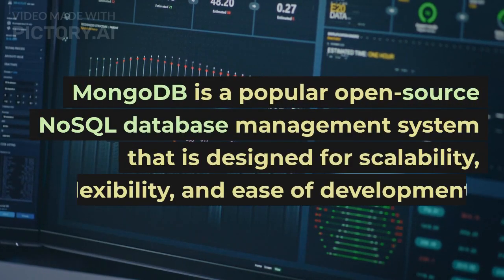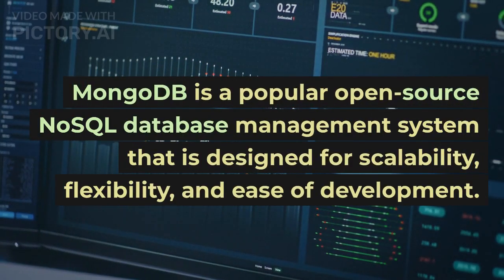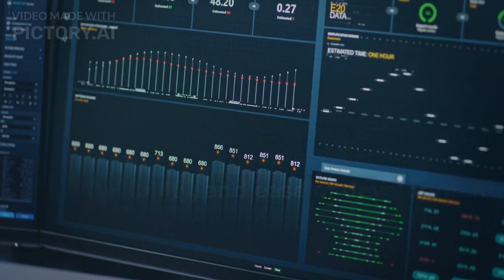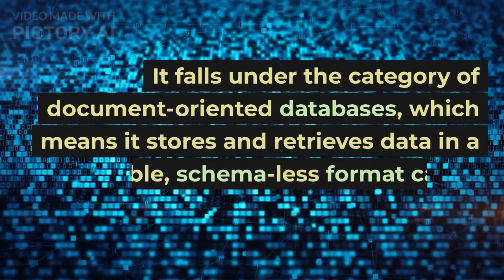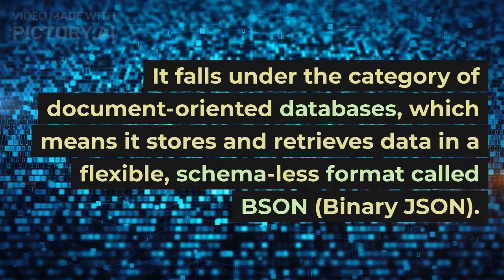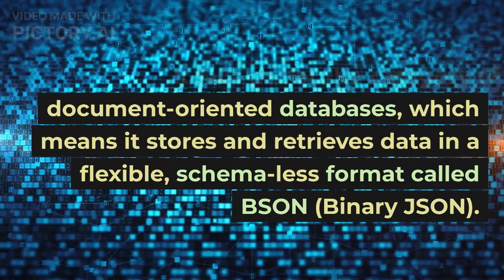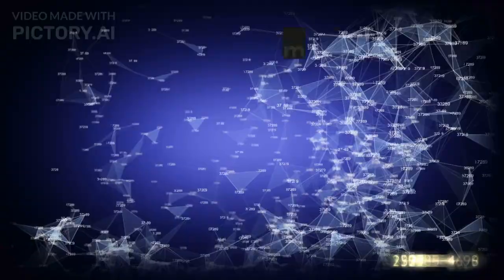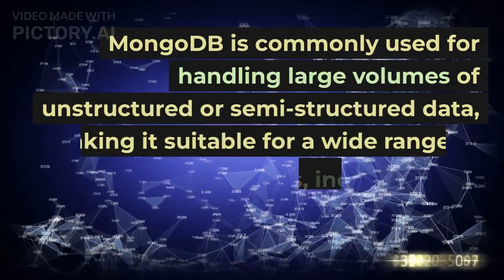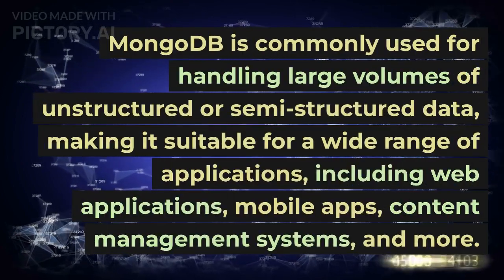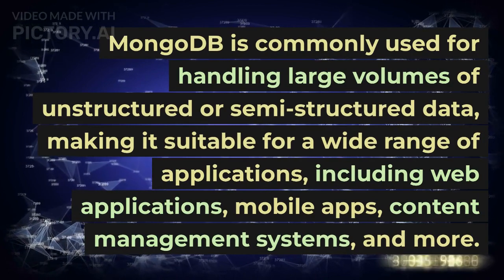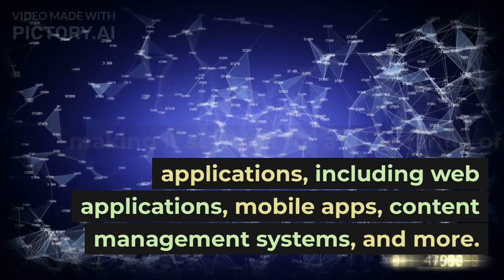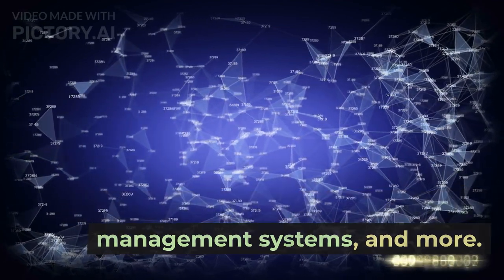MongoDB is a popular open-source NoSQL database management system that is designed for scalability, flexibility, and ease of development. It falls under the category of document-oriented databases, which means it stores and retrieves data in a flexible, schema-less format called BSON, binary JSON. MongoDB is commonly used for handling large volumes of unstructured or semi-structured data, making it suitable for a wide range of applications, including web applications, mobile apps, content management systems, and more.